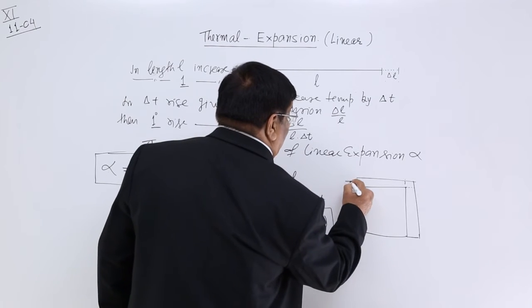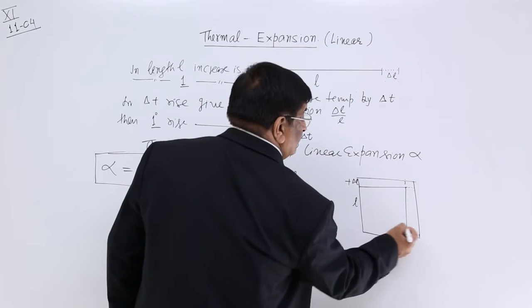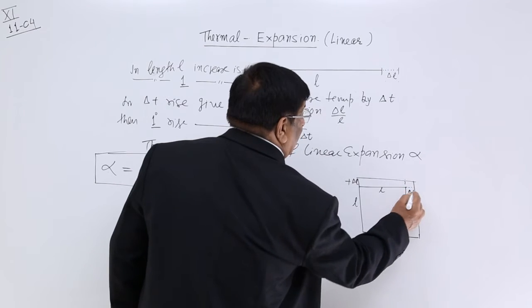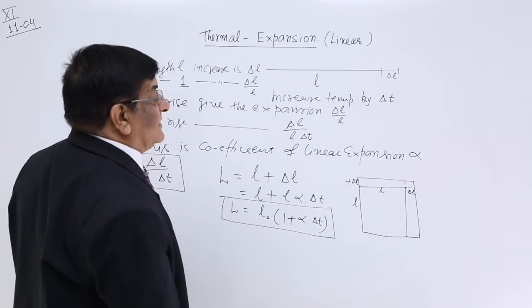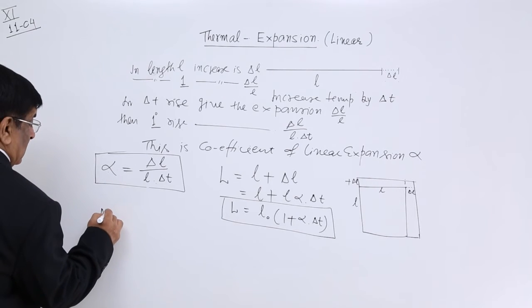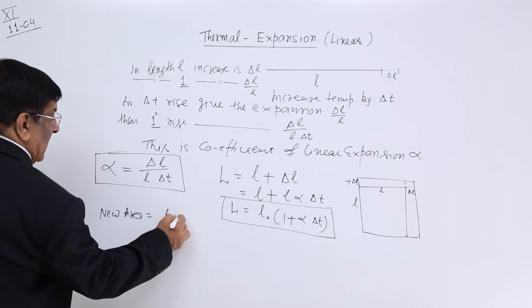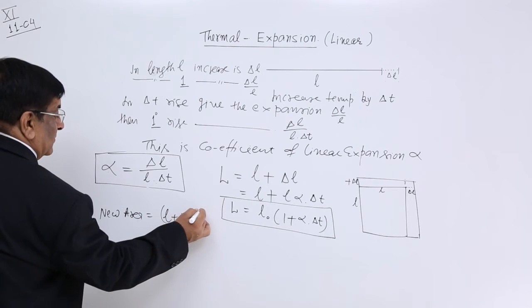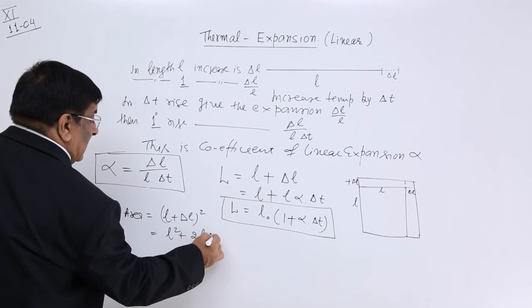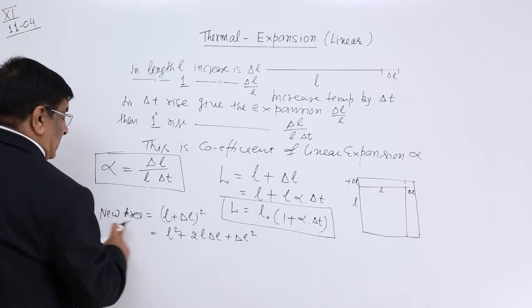This is L plus delta L. This is L. This is L plus delta L. Now, what is the new area? The new area is equal to L plus delta L whole square. This is equal to L square plus 2L delta L plus delta L square. This is the new area.